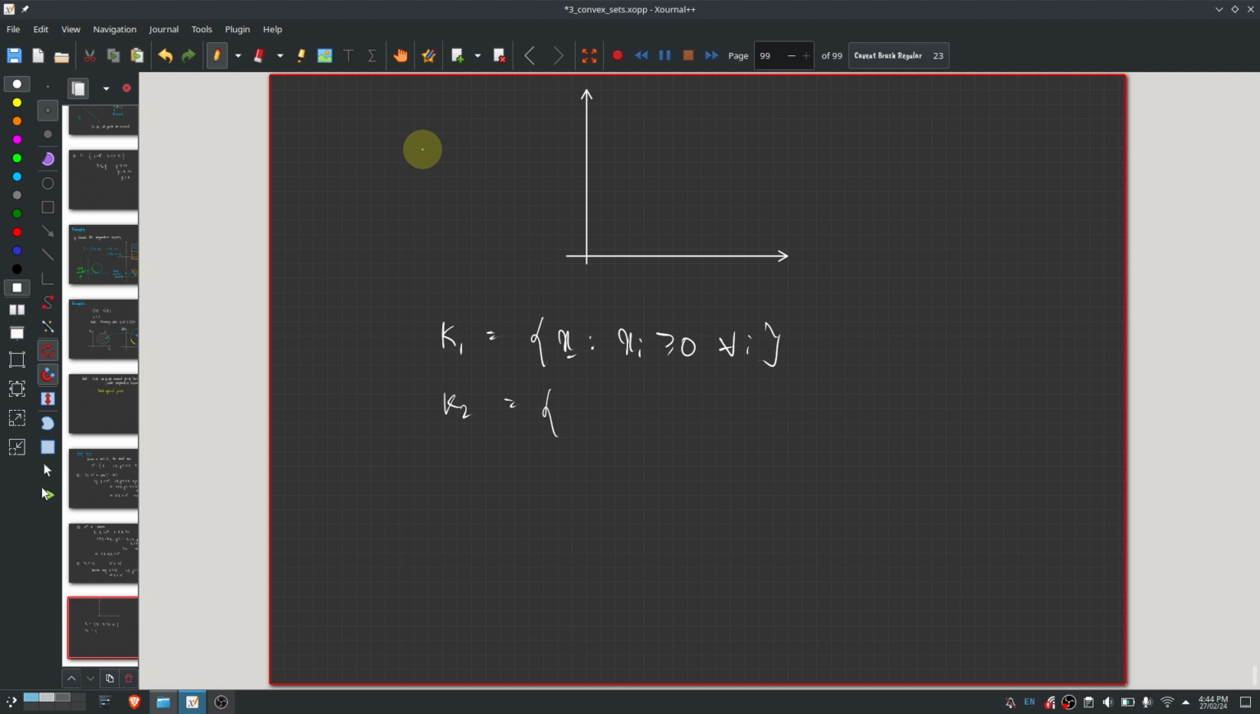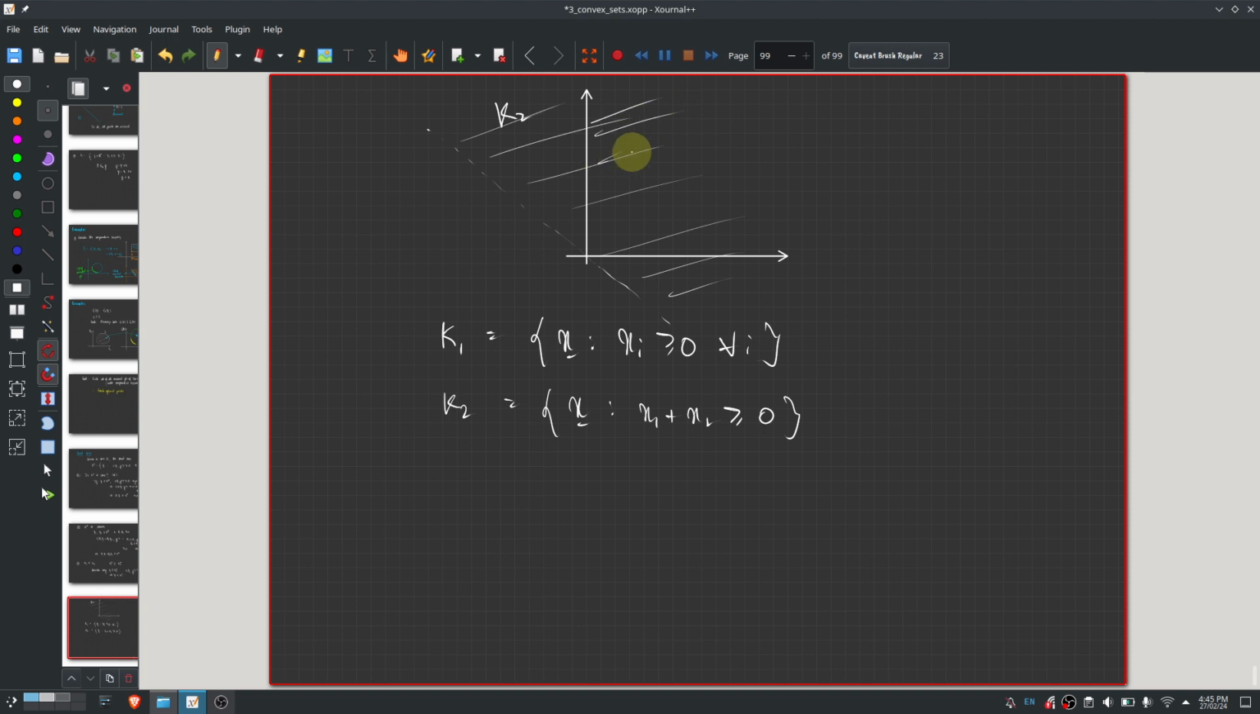K2 is, let's say, the half space of all vectors, the set of all x such that, since we're looking at R2, x1 plus x2 is greater than or equal to 0. Okay, so what set does this correspond to? Geometrically, what does this set look like? Yeah, so it's basically everything to the right of this particular line, right? So this is K2.